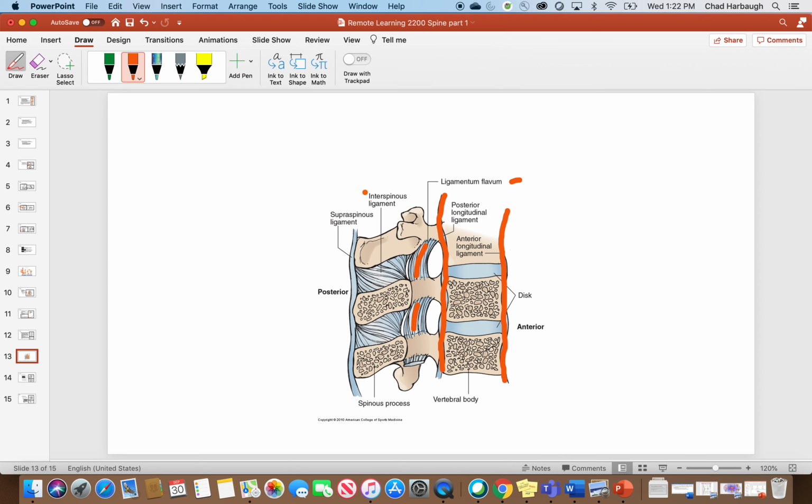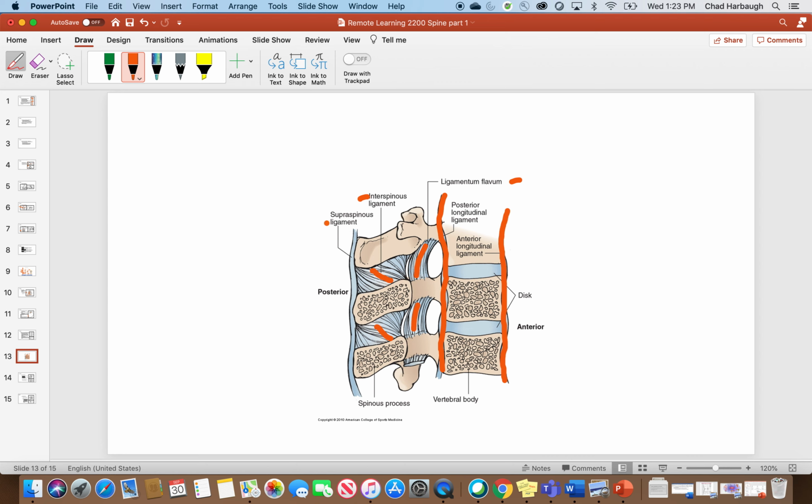The next one is the interspinous ligament. We can see it here. It has a little bit of an oblique look to it as far as the fiber types. And the interspinous ligament connects each one of the spinous processes. The interspinous ligament, its job is to become tight or taut during flexion. So it helps stabilize the position of the spinal cord.